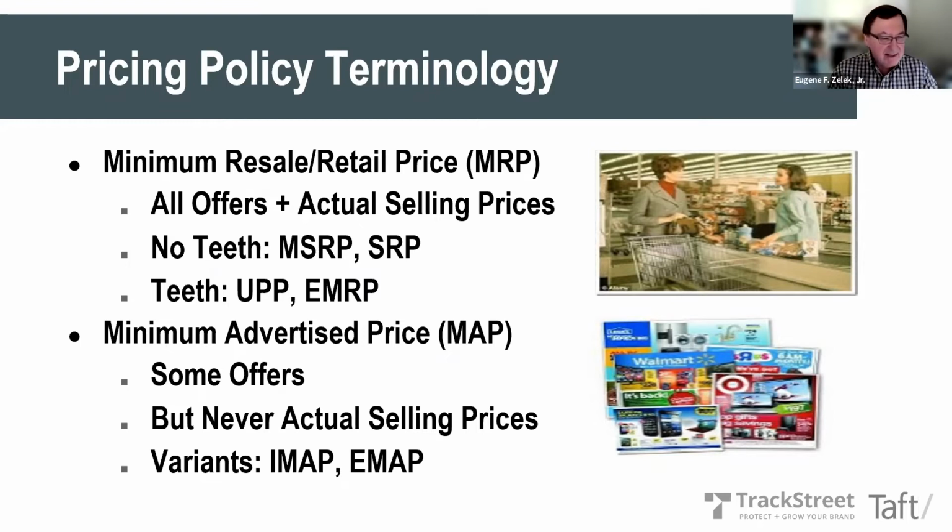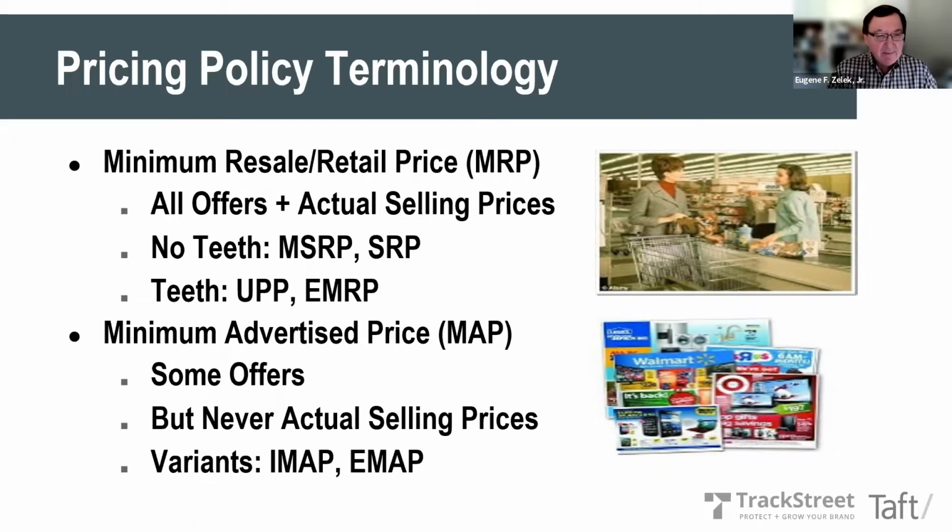In the brick and mortar context, a MAP policy means everything outside the store is covered, but nothing in the store. So price tags, displays, flyers handed out at the door, none of that is covered. But newspaper advertising, television advertising, billboards, certainly internet, that's all covered.